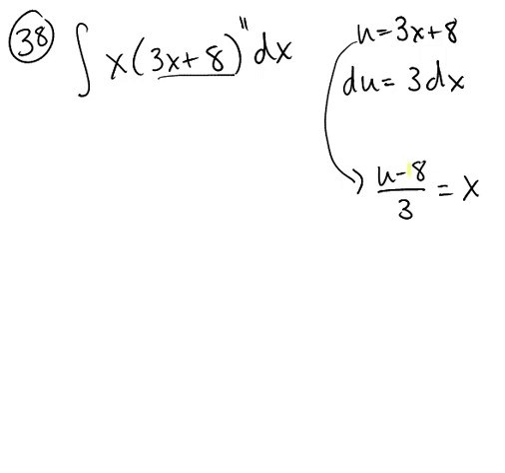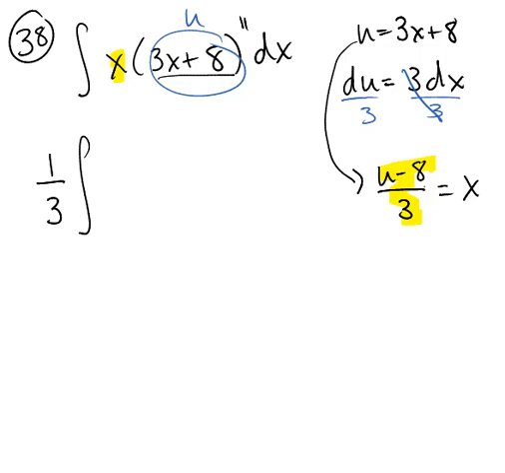So now this is what I'll put in for x. Then u will be replaced in here. I'll put a u in here. And then instead of dx, I'll put du over 3, because I'll divide both sides by 3 here to replace dx. And so, of course, the du over 3 means I can just bring a 1/3 out in front. So I'll have a 1/3. I'm going to do the integral. Instead of x, I'm going to have (u - 8)/3 times u^11 du.